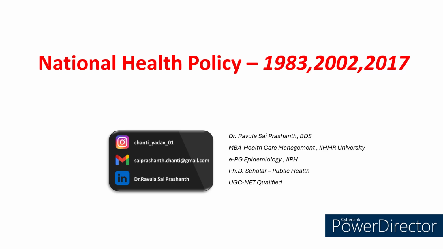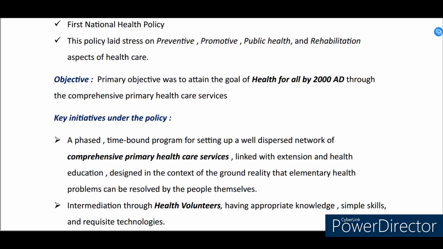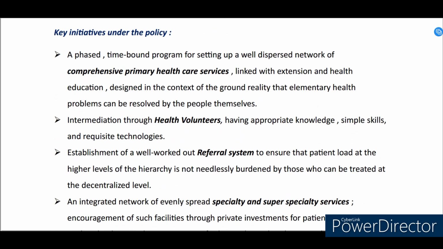In this video, I'll be briefly explaining the national health policies starting from 1983. Health policy refers to decisions, plans and actions that are undertaken to achieve specific healthcare goals within a society. The first national health policy was formulated in 1983 and it laid stress on preventive, promotive, public health and rehabilitation aspects of healthcare. The primary objective was to attain the goal of health for all by 2000 through comprehensive primary healthcare services. These are some of the key initiatives under the policy.